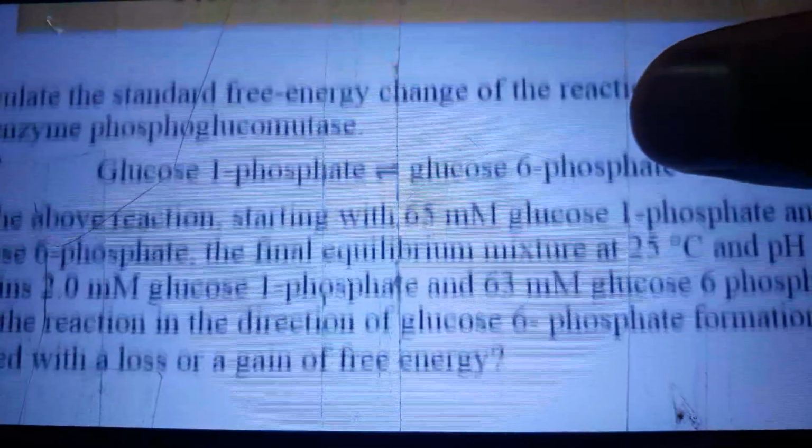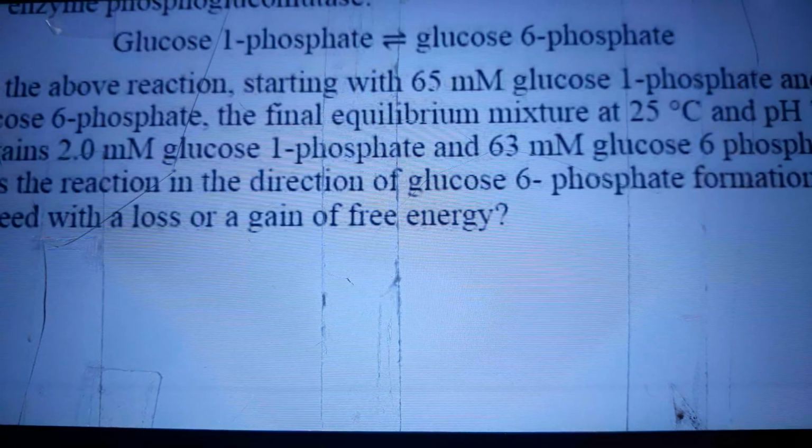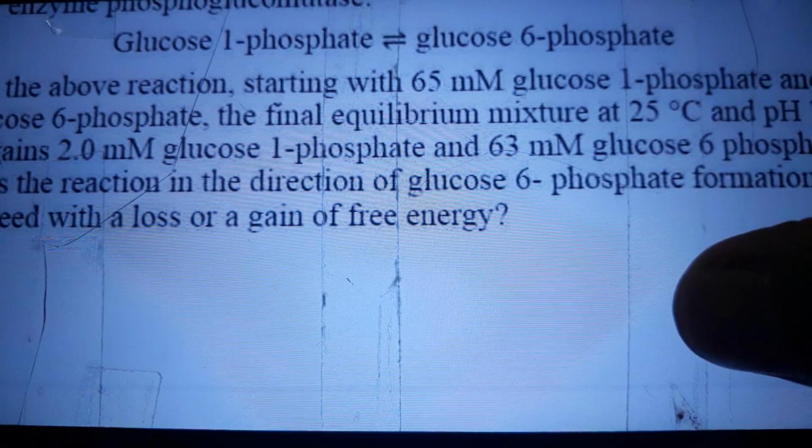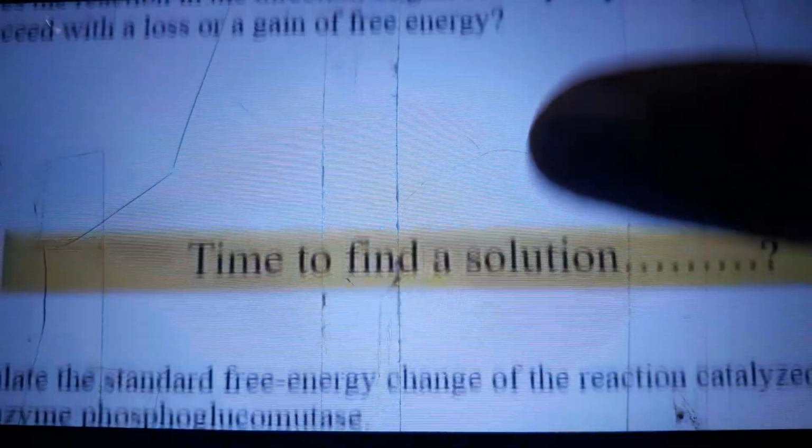Time to find a solution. Calculate the standard free energy of the reaction catalyzed by the enzyme phosphoglucomutase. Glucose 1-phosphate irreversibly gives glucose 6-phosphate for the above reaction. Starting with 65 mM glucose 1-phosphate and no glucose 6-phosphate, the final equilibrium mixture at 25 degrees centigrade and pH 7 contains 2 mM glucose 1-phosphate and 63 mM glucose 6-phosphate. Thus, the reaction in the direction of glucose 6-phosphate formation proceeds with the loss of energy.